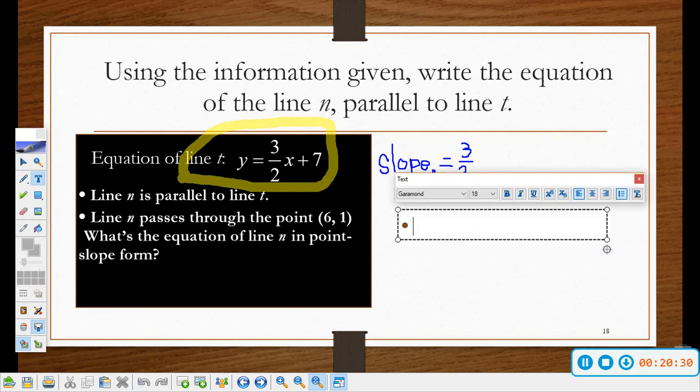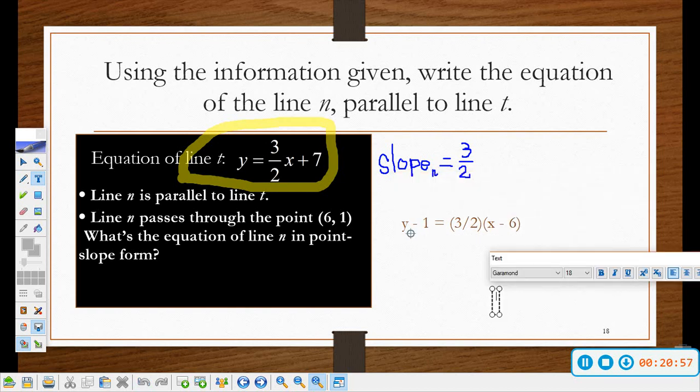So remember, point slope is y minus y sub 1 equals m times x minus x sub 1. So my equation is just going to be y minus 1, because that's my y value, equals 3/2 times x minus 6. So this is the equation in point slope form.